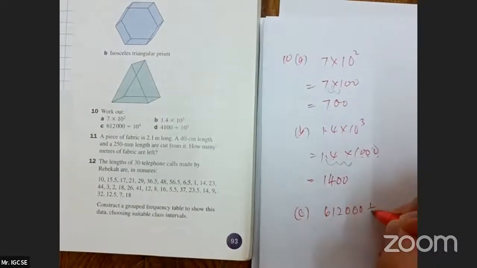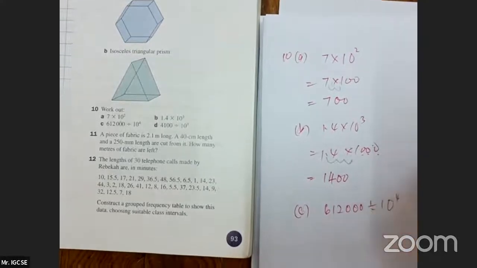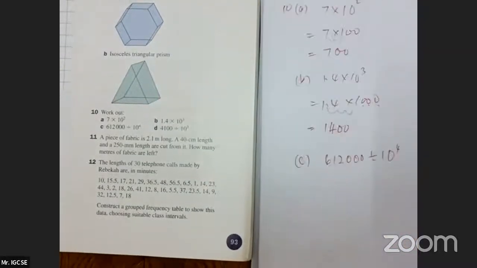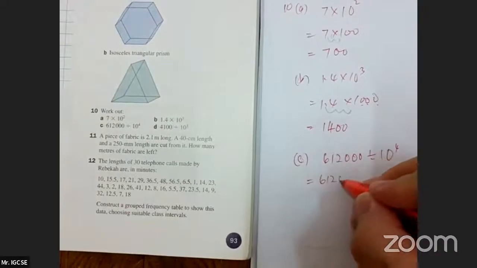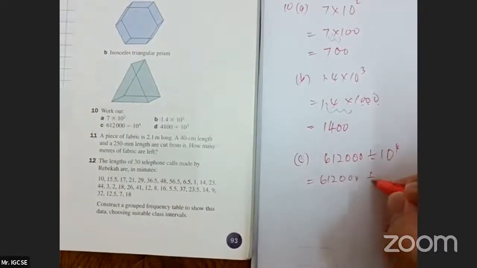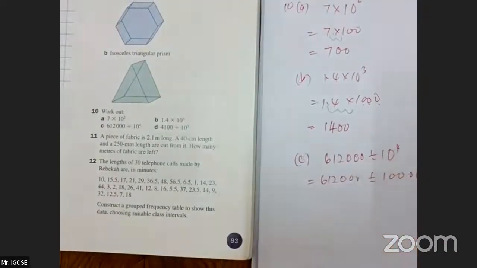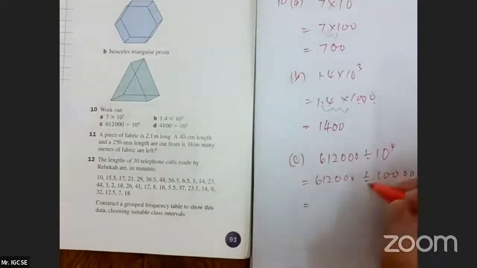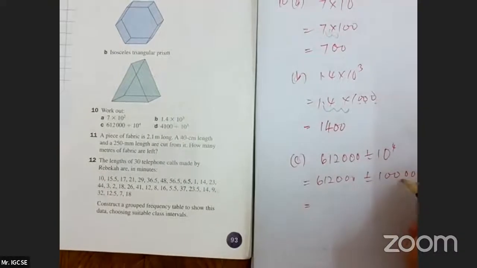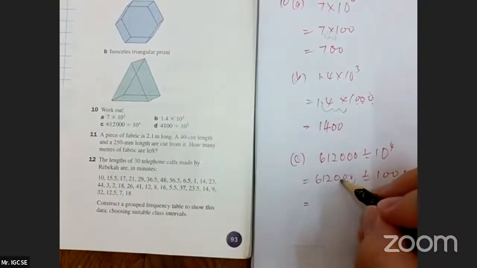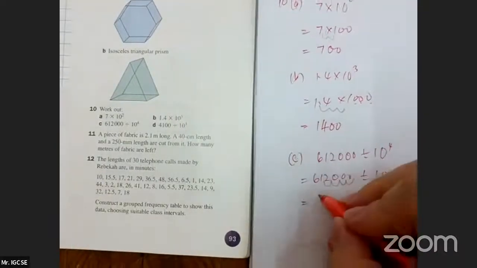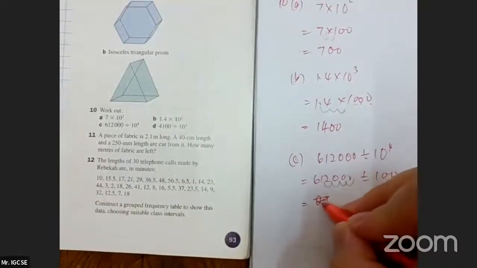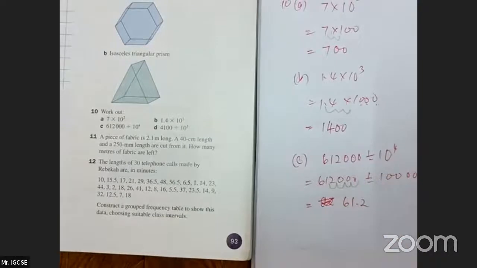For the C, 612,000 divided by 10 to the 4, which is 10,000. And when you divide by 10,000, that means this number will become smaller. So you move the decimal point to the left so that it becomes smaller. So this is 61.2.